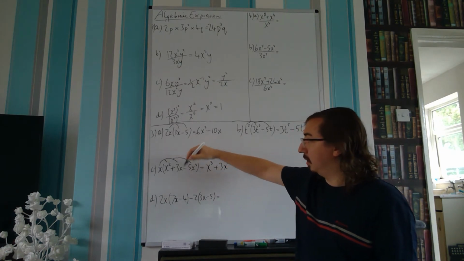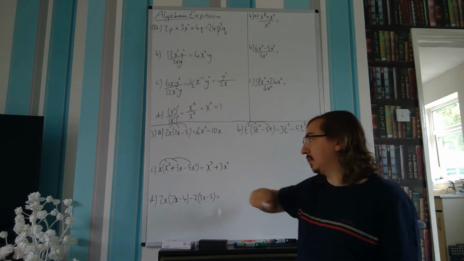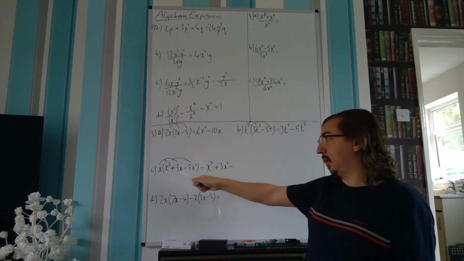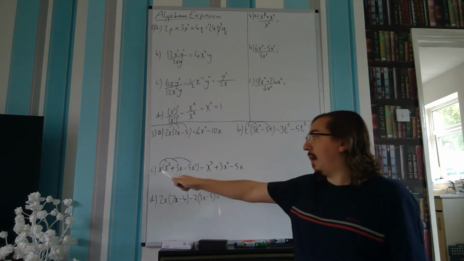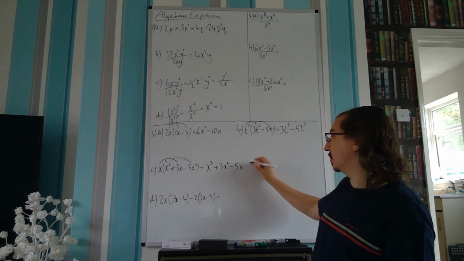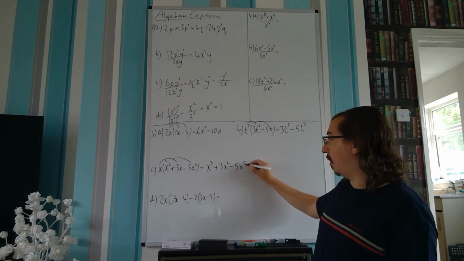And then finally, x times minus 5x to the 4. Take the minus into account. 1 times 5 is 5. Power of 1, power of 4, add those together, gets us a power of 5.